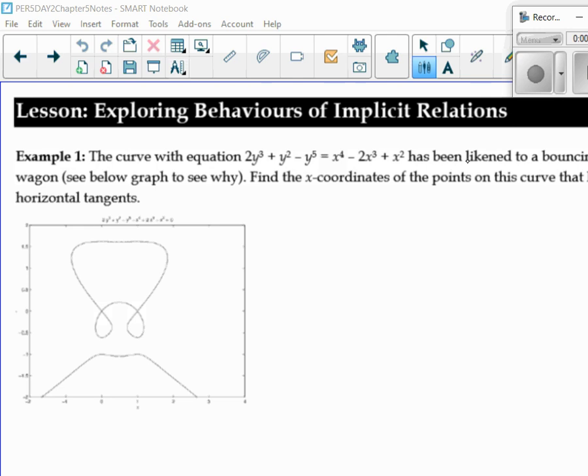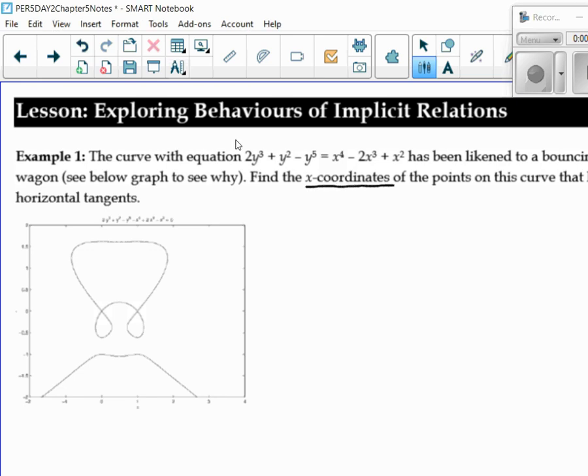The equation 2y cubed plus y squared minus y to the power 5 equals x to the power 4 minus 2x cubed plus x squared has been likened to a bouncing wagon. It kind of does look like a bouncing wagon there. Okay, so it says find the x coordinates of the points of this curve that have horizontal tangents. Notice it just asked for the x coordinates. You'll see why once we start solving.